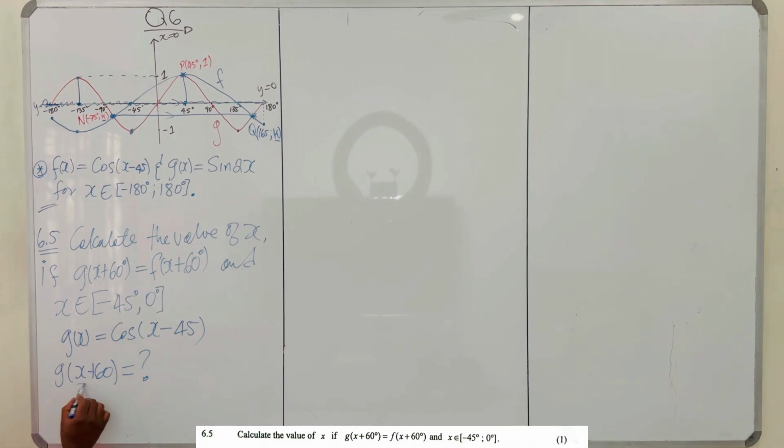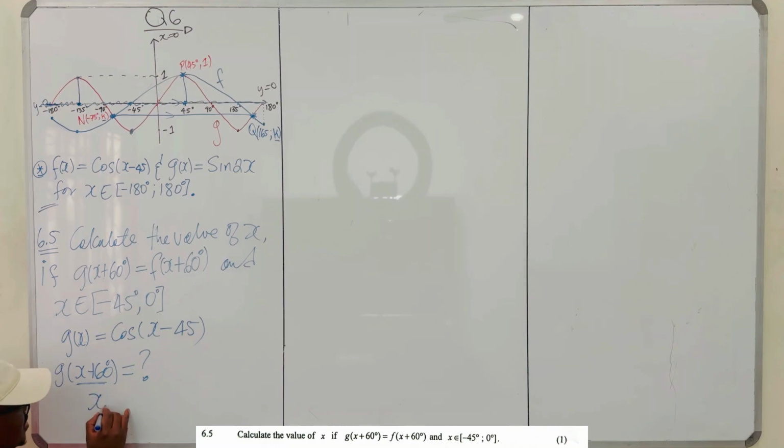The question now is, what does this thing mean? This g at x plus 60 degrees. What this means is your function g has been shifted horizontally, either to the left or to the right. That's what you know when you see something like this. To decide if it's shifted to the left or right, what do you do? You equate the part in the bracket to 0 and solve for x.